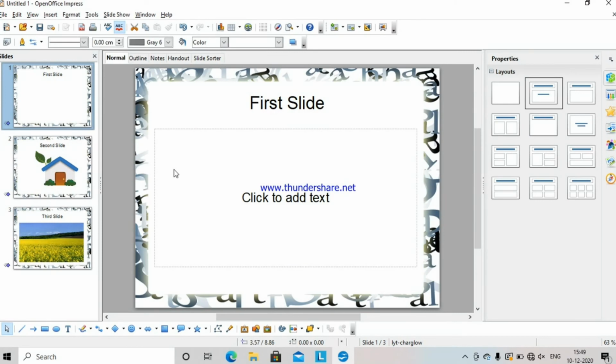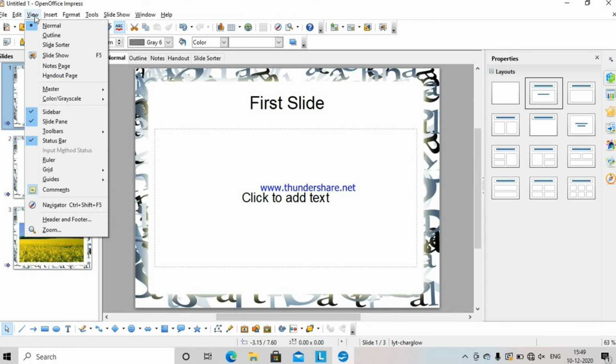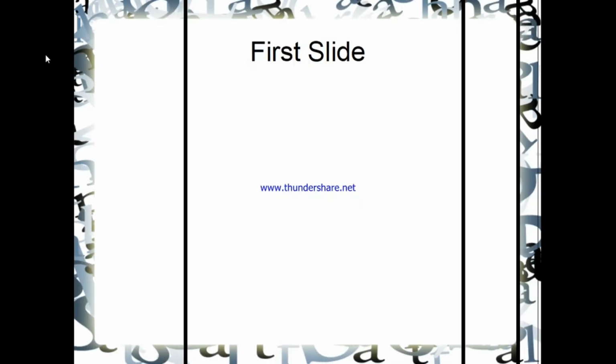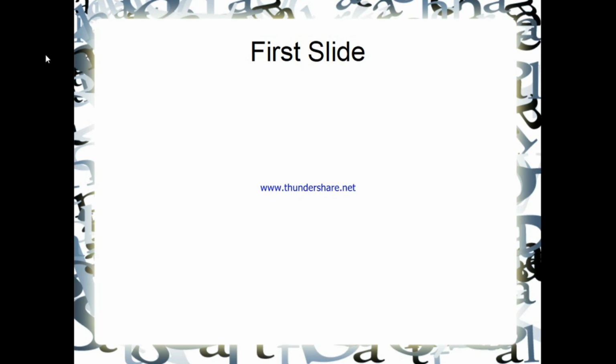One more view is there which is called slideshow view. In slideshow view, the slides would appear on the screen in full screen view. Now there are different ways to start the slideshow. The first is to click on the view tab and select slideshow. As I click on slideshow, you can see my first slide would come on the screen in full screen.